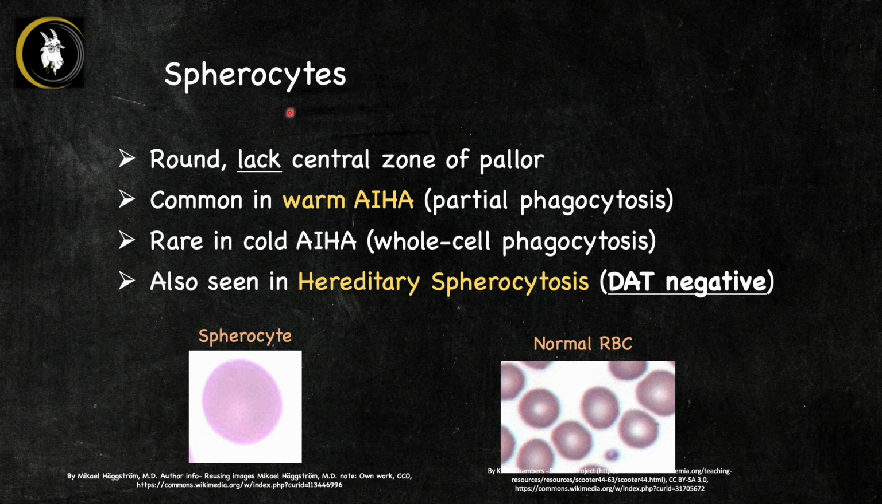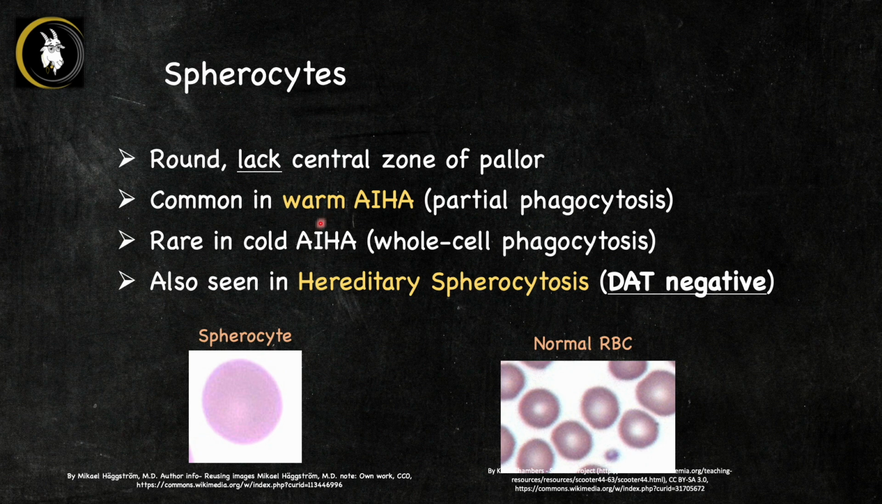Second and final thing I want to talk about are spherocytes. So spherocytes are red blood cells that are round instead of biconcave, and they do not have the pale zone in their center, as you can see right here. So they're basically just small, round, pink cells in contrast to the normal red blood cells that are shown here. And these are really common in warm AIHA, but they're rare in cold AIHA.